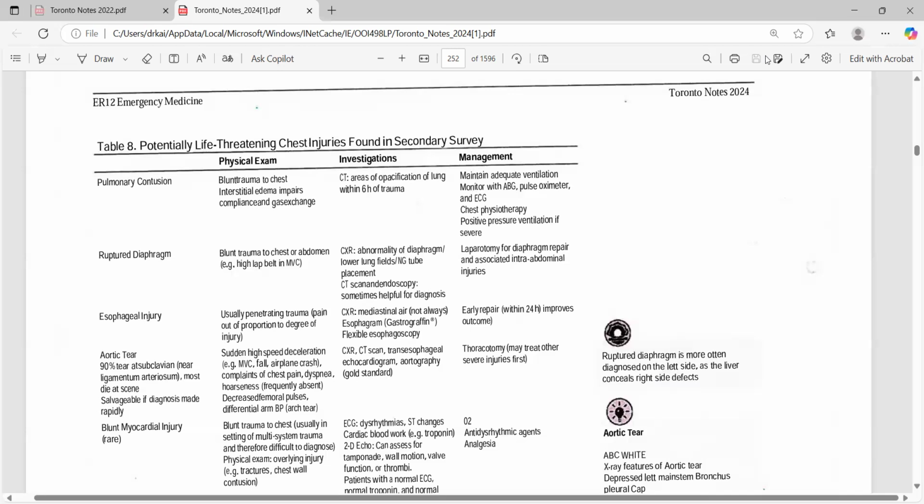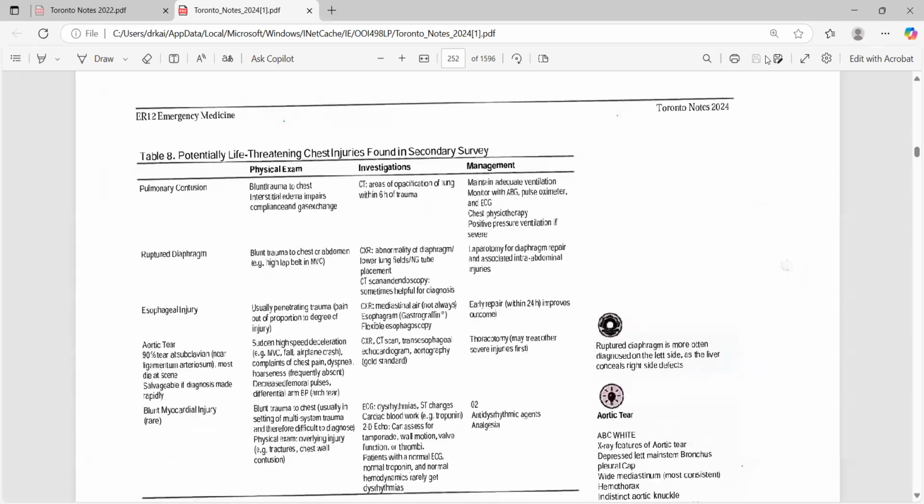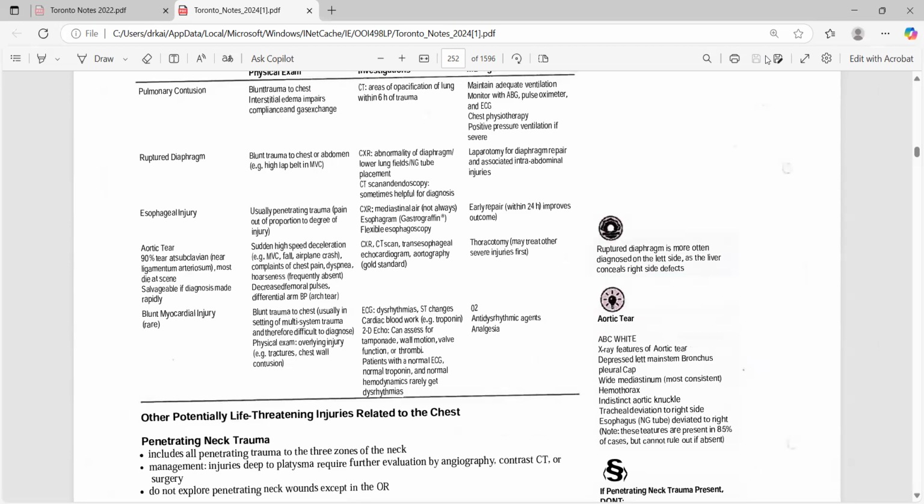It's basically mediastinal air. And which test are you going to do? Esophagogram, early repair. It's also common. Aortic tear: 90% of the tears are at the subclavian. Okay, most die at the scene. So it's very unusual that someone reaches the emergency department, but let's suppose someone reached, and we do thoracotomy right away and do chest X-ray, CT and all that.